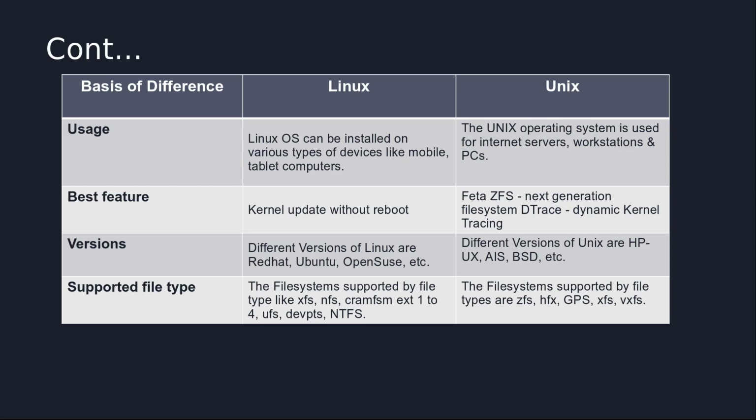As for Linux, the operating system is primarily used for internet servers, workstations, and PCs because it is so complex, and this is what it was made for, essentially. The best feature of Linux is you can do a kernel update without rebooting, whereas Unix, more complicated, you have to do a fresh install. ZFS. It's a next generation file system. DTrace, which is a dynamic kernel tracing.